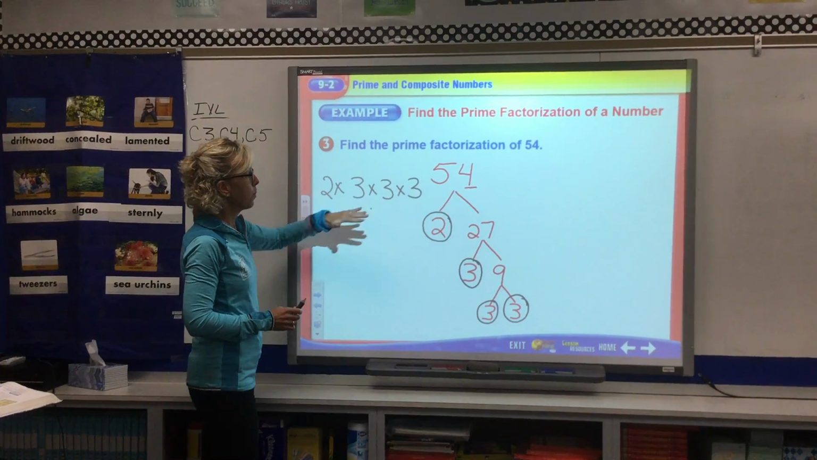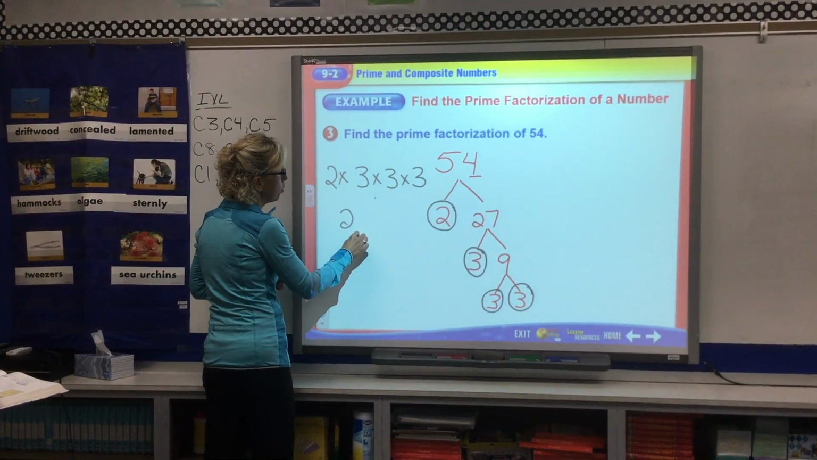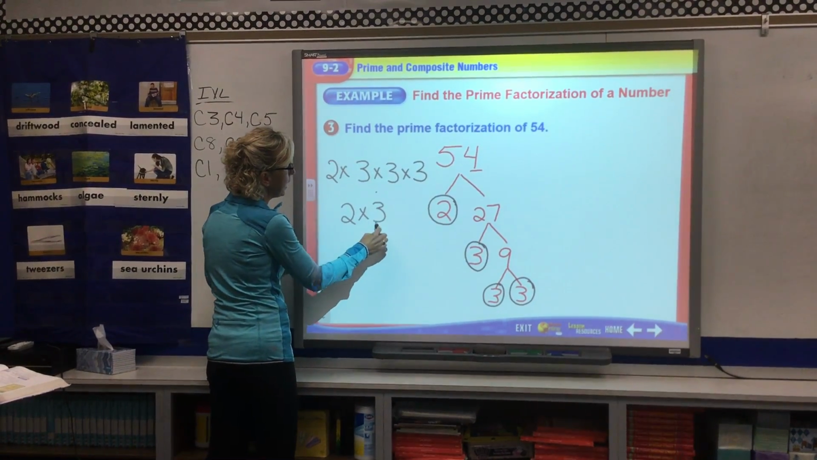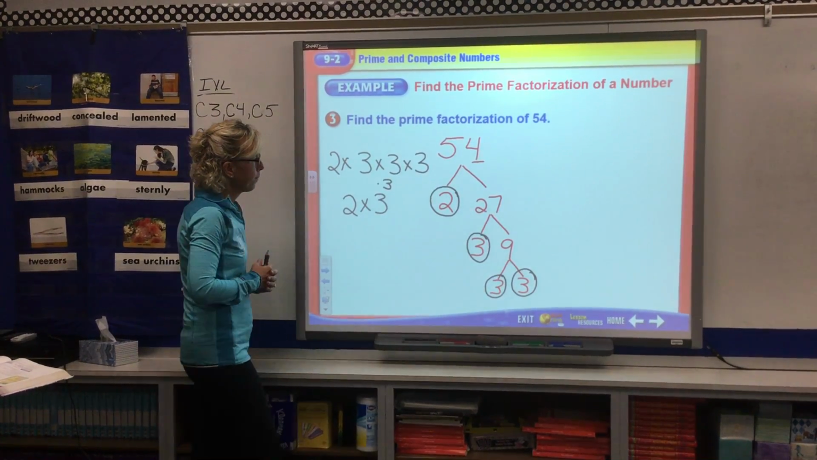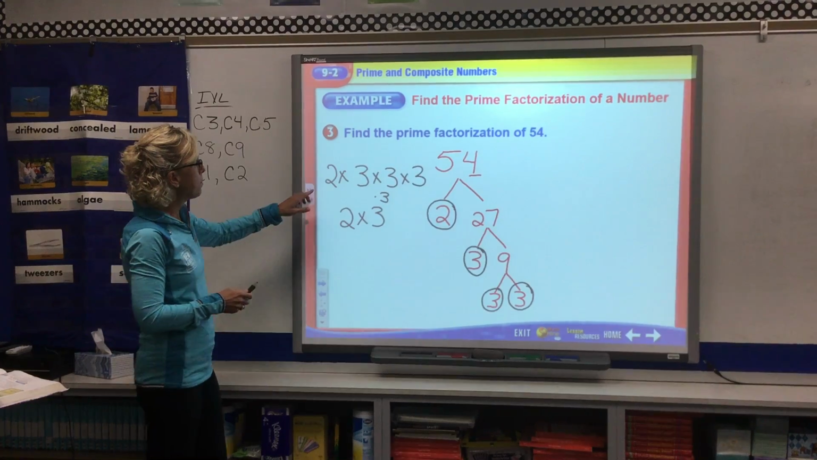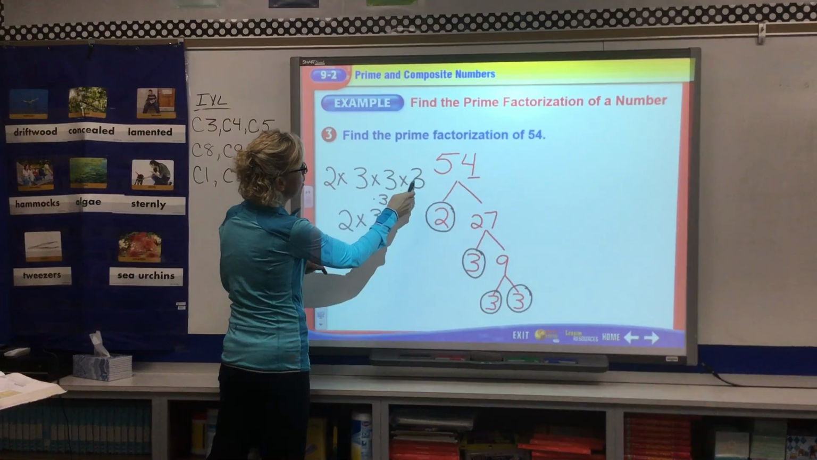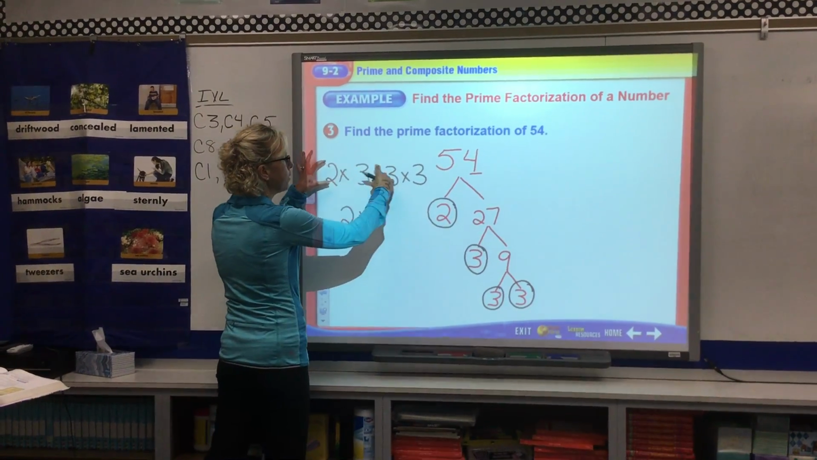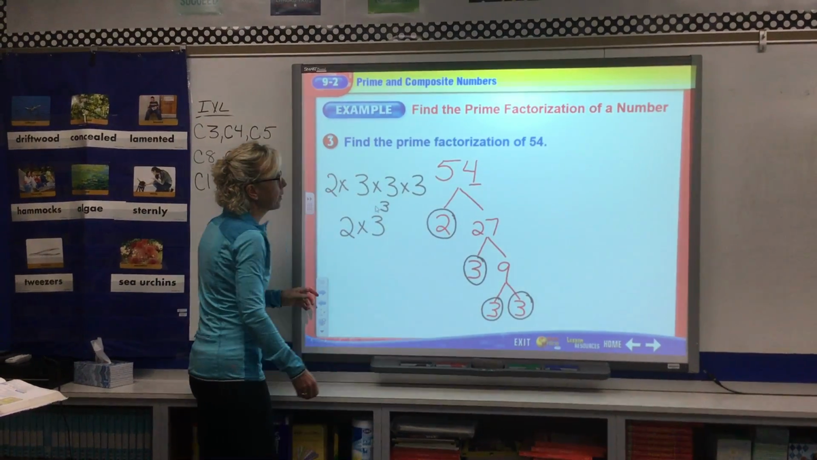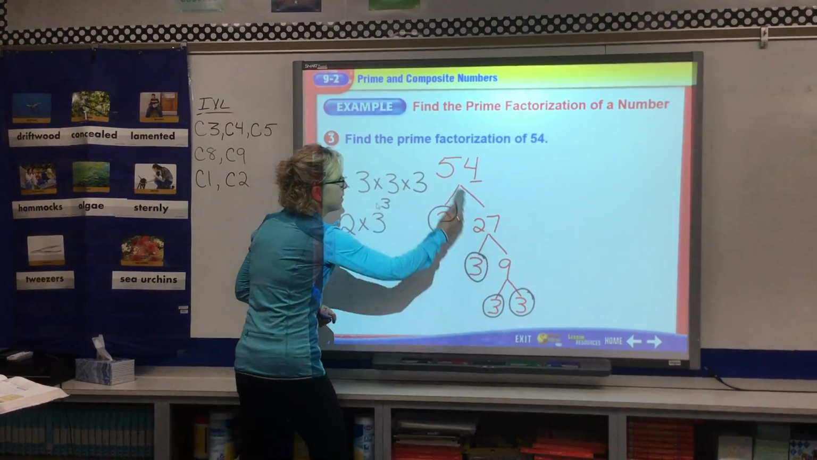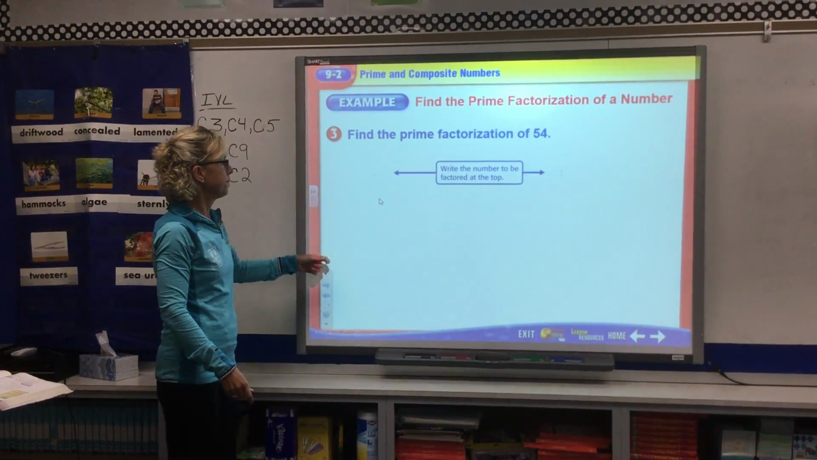And if I want to get really fancy, I could say, we know from our math minutes when we've talked about exponents, this can also be expressed as 2 times 3 to the third power. Okay, and if I multiply, 2 times 3 is 6, times 3 is 18, times 3 is 54. If you multiplied out those prime numbers, you should get your original number if you did it correctly. Okay, now let's take a look and see how they did it.